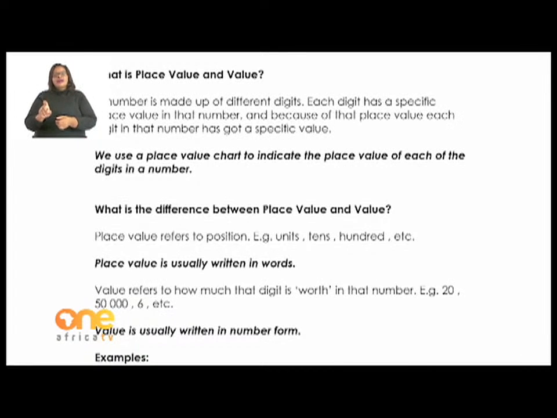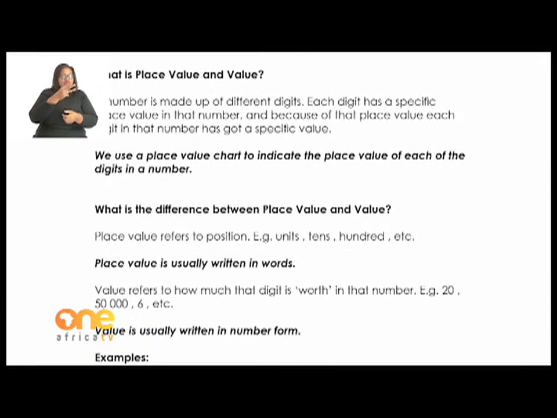Now, value is how much is that digit worth? Is that digit worth 30, 300, 3,000, 30,000? So you will hear when we talk about value, we talk about how much the digit is worth. So please, guys, try to remember the difference between place value, which is unit, tens, hundreds, thousands, and then value, which will refer to how much the digit is worth. Is it worth 20, 50,000, 6, etc.